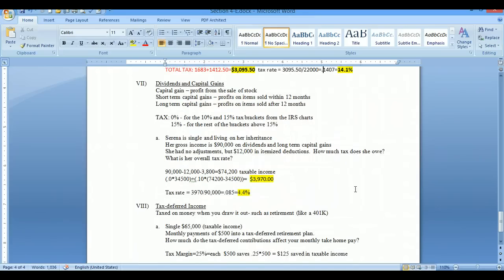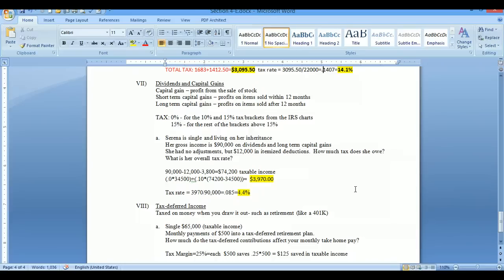Let's move to dividends and capital gains. A capital gain is the profit from the sale of a stock. A short-term capital gain is profit on items sold within 12 months, and a long-term capital gain is profit on items sold after 12 months.